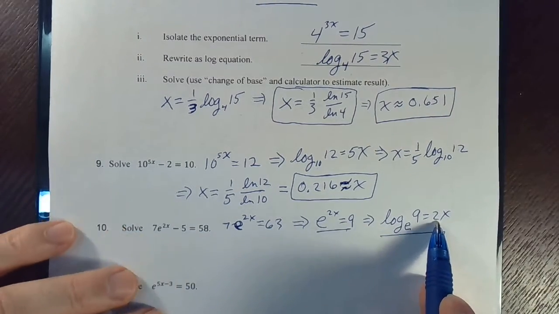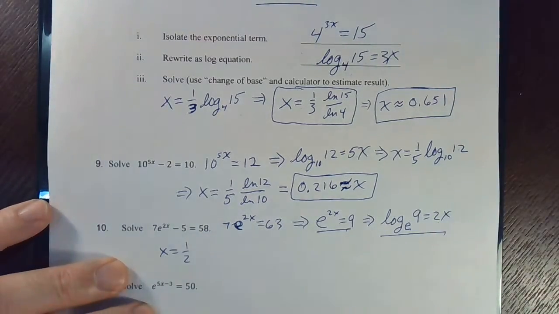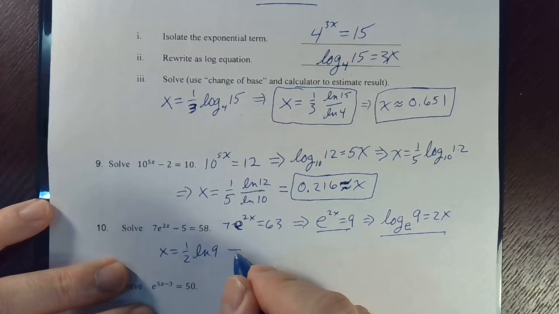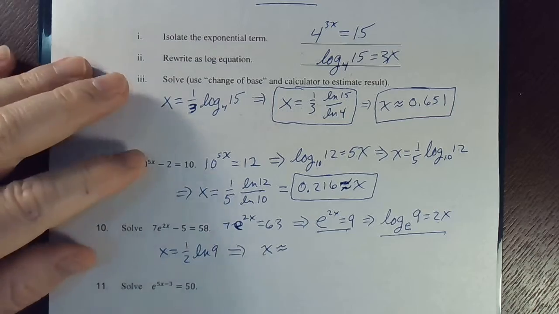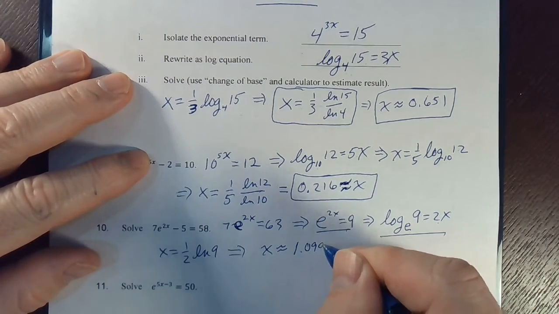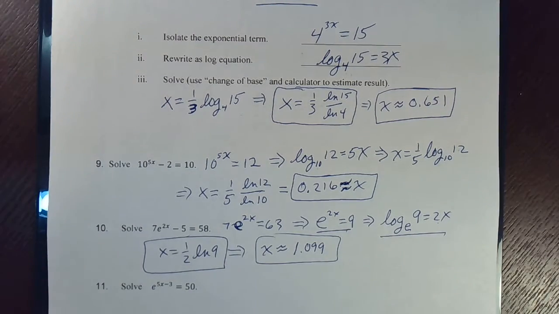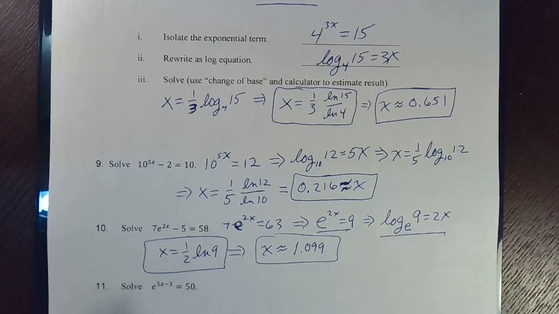Now divide both sides by 2 to get x by itself. So I will get x equals 1/2 ln 9. That means x is approximately equal to, using the calculator, 1.099. This is the exact answer. Oh, I didn't have to use the change of base property at all since we used natural log. When you have log base 10 or log base e, you don't have to do the change of base.